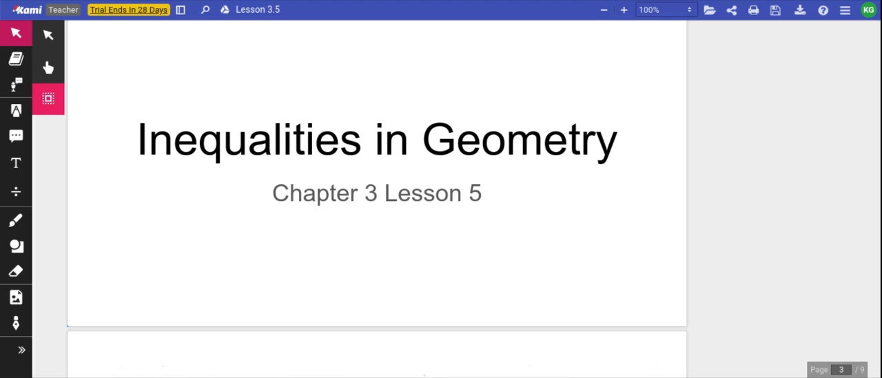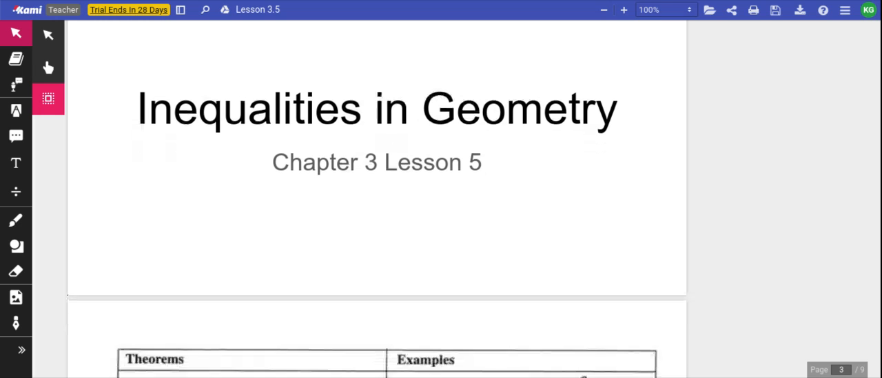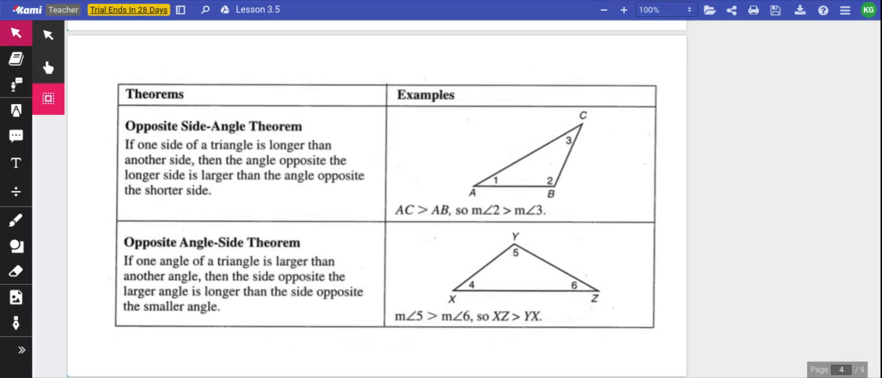Chapter 3, Lesson 5, Inequalities in Geometry. So we have two theorems here. The opposite side angle theorem says, if one side of the triangle is longer than another side, then the angle opposite the longer side is larger than the angle opposite the shorter side.